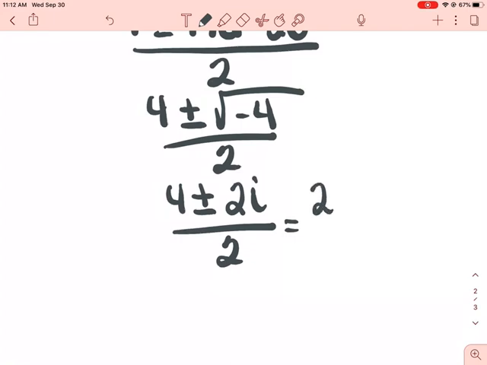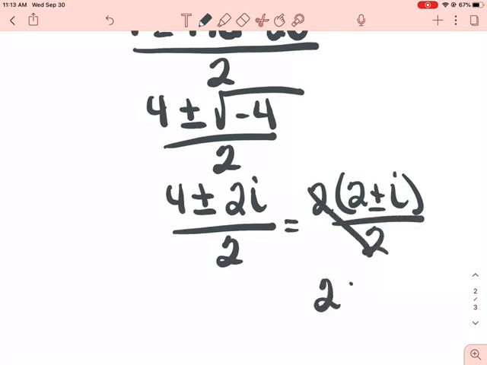Now, you can simplify this if you choose to do so. Like if you take out a GCF of 2, and then these 2's cancel. So 2 plus or minus i, if you choose to do that. That's something we're going to work on. So that's what our x is going to equal. And again, not going to cross the x-axis.